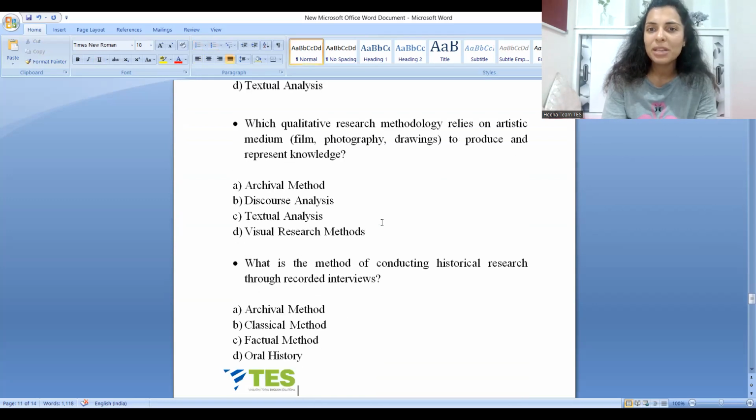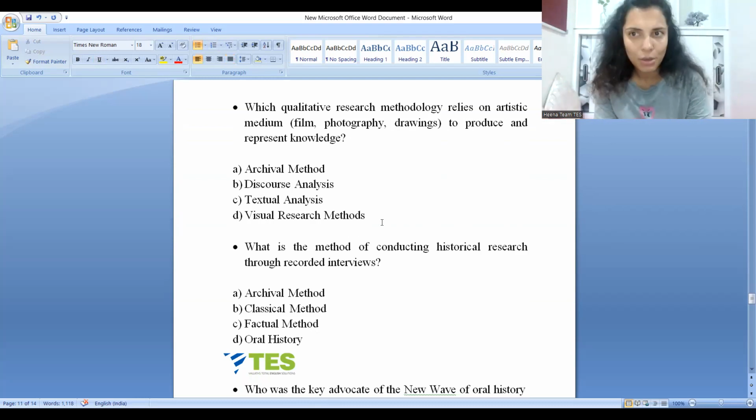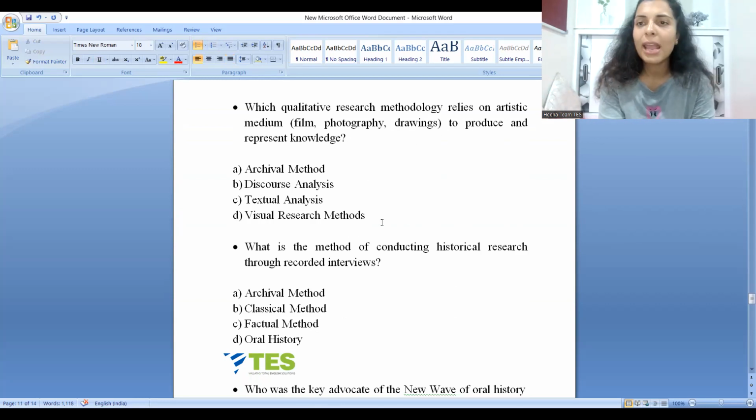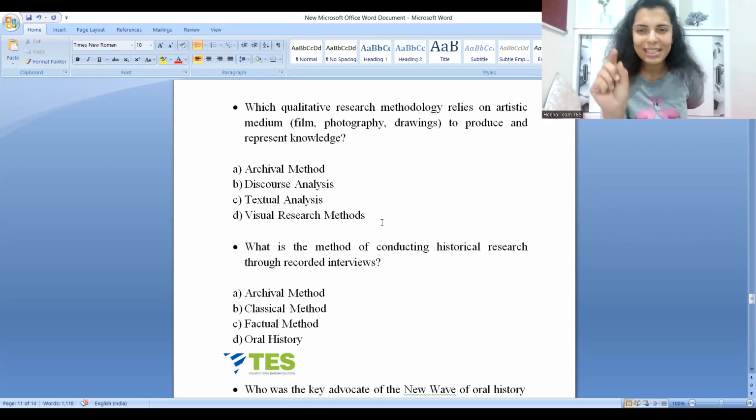Which qualitative research methodology relies on artistic medium, for example, film, photography, drawings, to produce and represent knowledge? Your options are A, archival method, B, discourse analysis, C, textual analysis, and D, visual research analysis. It's easy, tell me. Artistic medium came up, so the answer should be visual research methods.